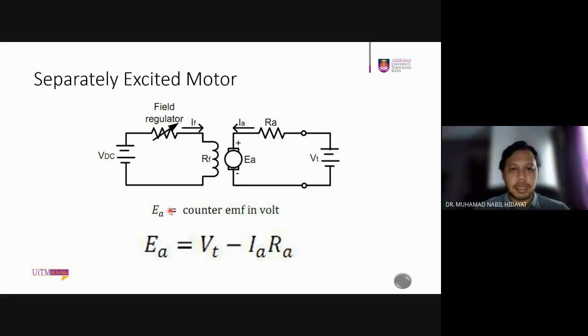EA is the counter EMF and the value is in volts. Based on the equivalent circuit shown, you have EA equals VT minus IARA. That will be an important equation, one of the three important equations that you need to memorize for this subject.